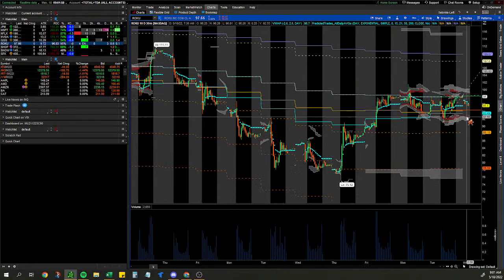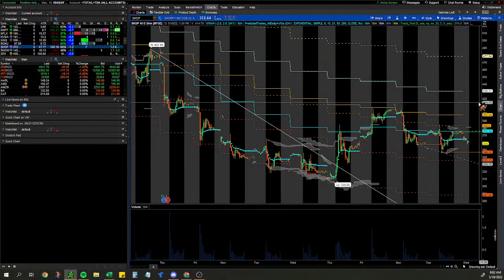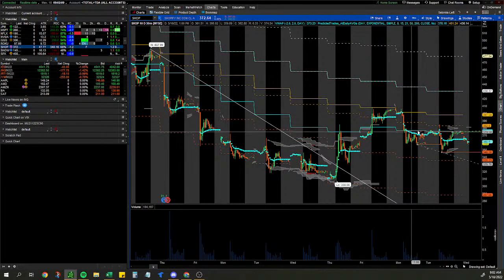Roku, tight squeeze, just like Netflix, right at liquidity. Probably just going to chop around. Not a huge interest. Shop, also not a huge interest.